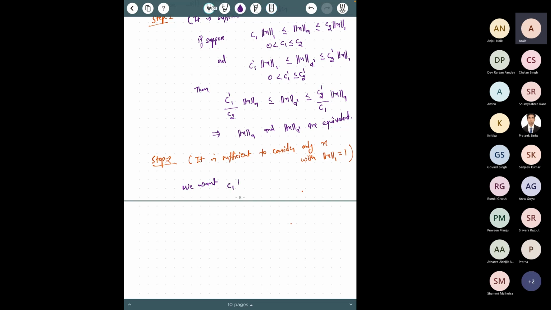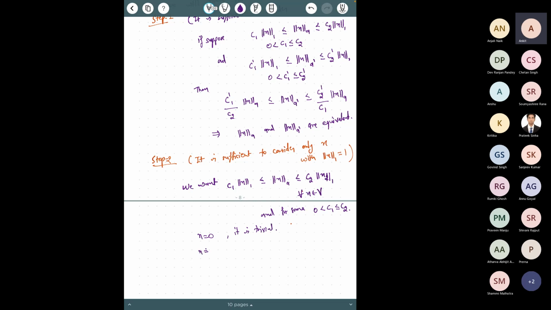So C1 times one norm of x is less than or equal to the norm of x, which is less than or equal to C2 times one norm of x, for all x in V and for some C1, C2 satisfying this. This is what we want, right? So if x equals 0, then it is trivial. This inequality is trivially true.